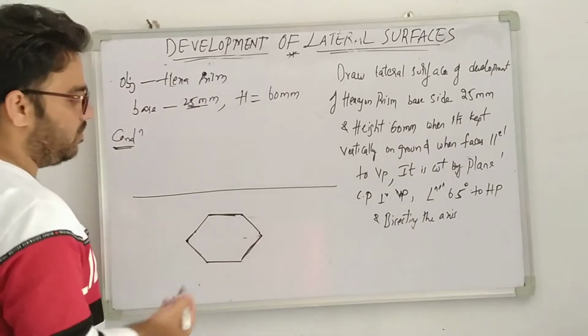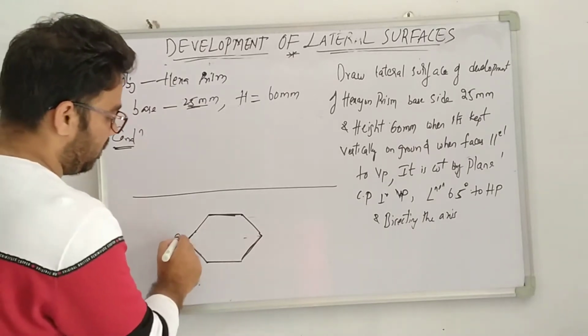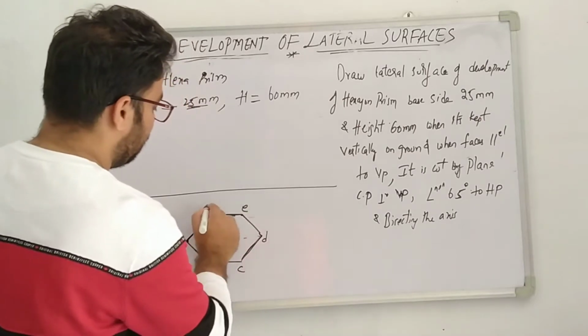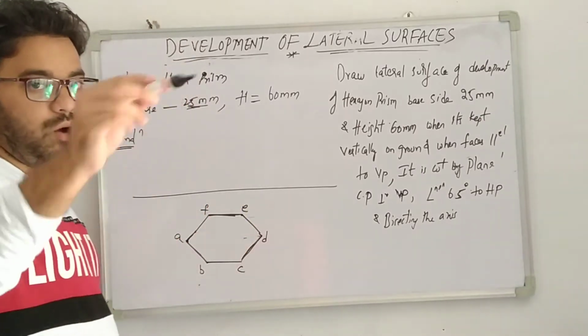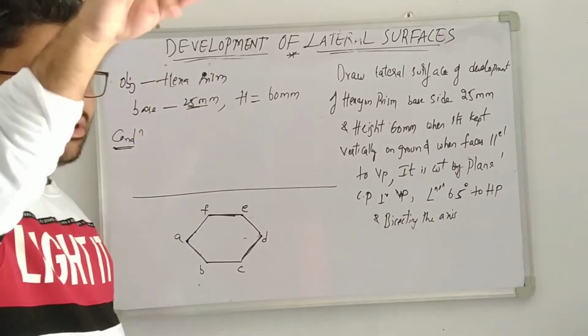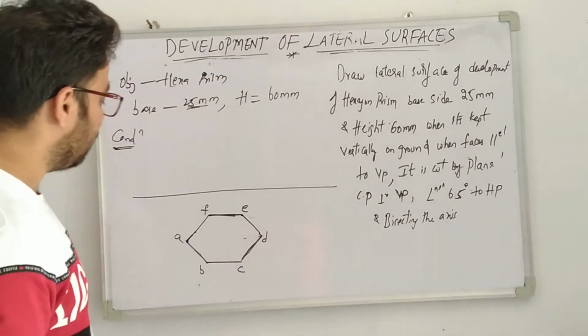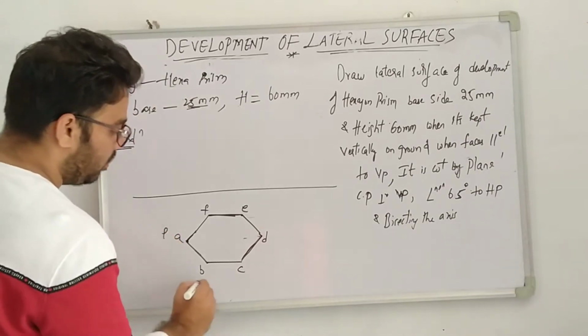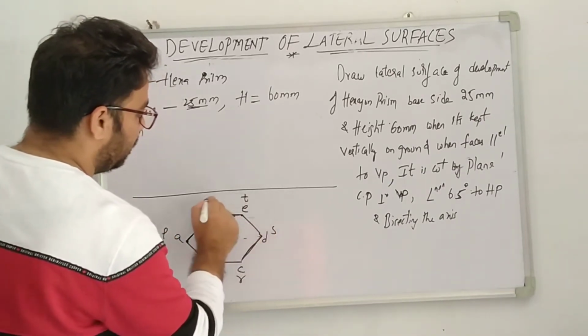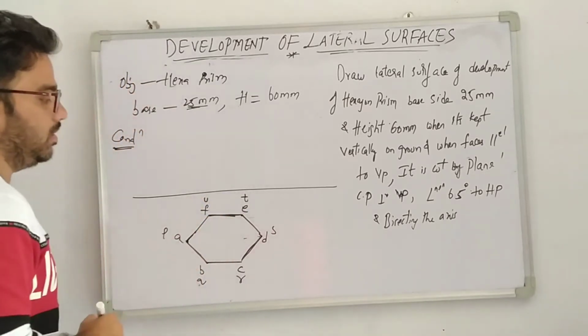Now give the names. First of all, give the names. This is A, B, C, D, E, F. The bottom base has A, B, C, D, and the top also has a shape, P, Q, R, S, T, U. So these are the letters.